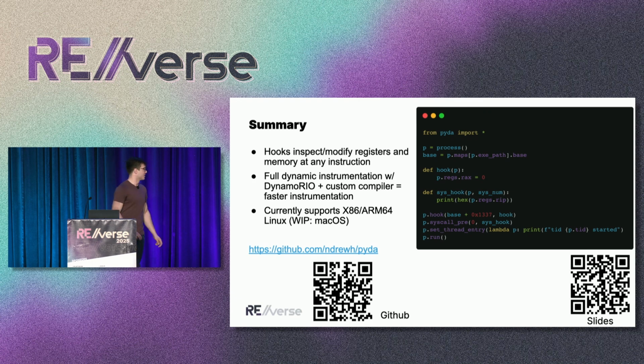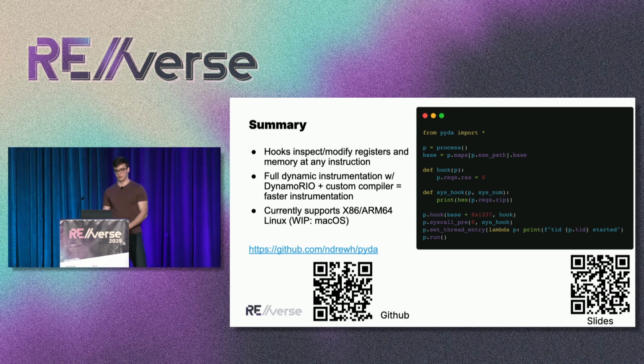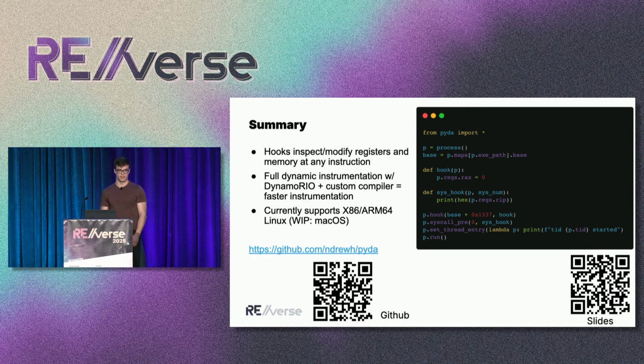OK. I went kind of fast. So this is the end of my talk. In summary, this is a tool that I made. You can find it on GitHub. It's called Pyda. Basically, you can register hooks at any instruction. You can use pwntools APIs alongside it. It's based on DynamoRIO, and we have a custom compiler that lets you inline instrumentation. It supports x86 and ARM64 on Linux. I'm working on macOS.